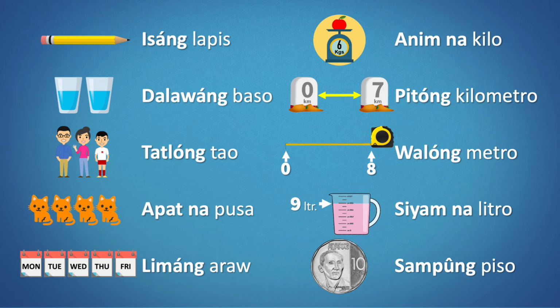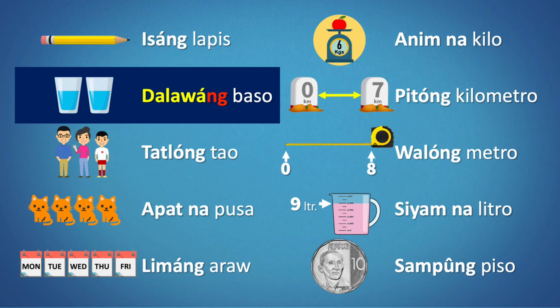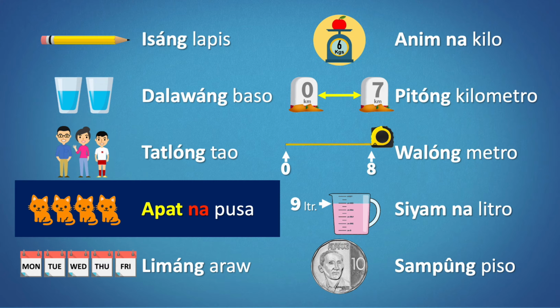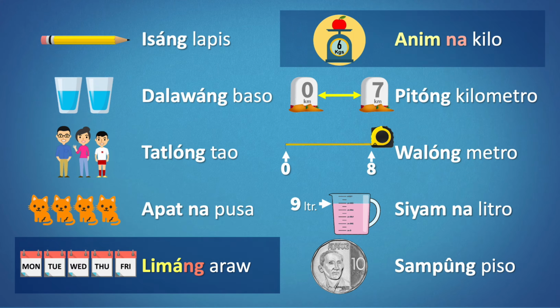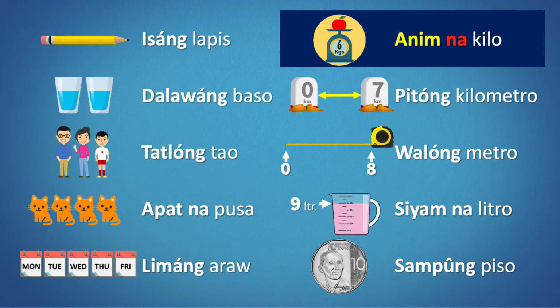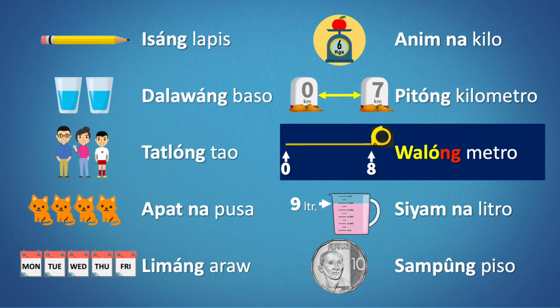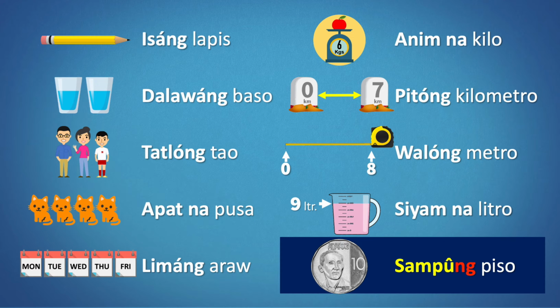Let's try with these examples. Isang lapis, dalawang baso, tatlong tao, apat na pusa. If you still remember the rule on ligatures, na is added because apat ends in a consonant. Limang araw, anim na kilo. Anim ends in a consonant, therefore the ligature is na. Pitong kilometro, walong metro, siyam na litro, sampung piso.